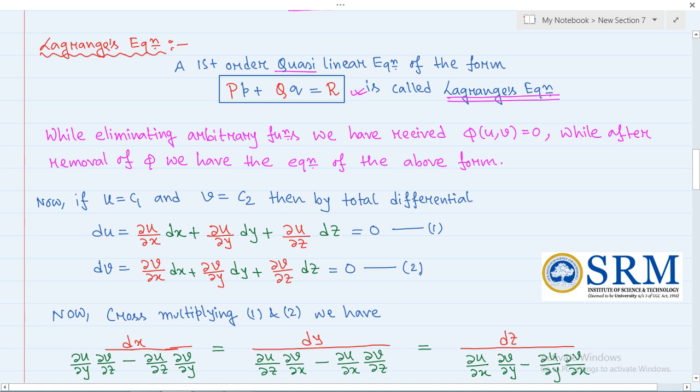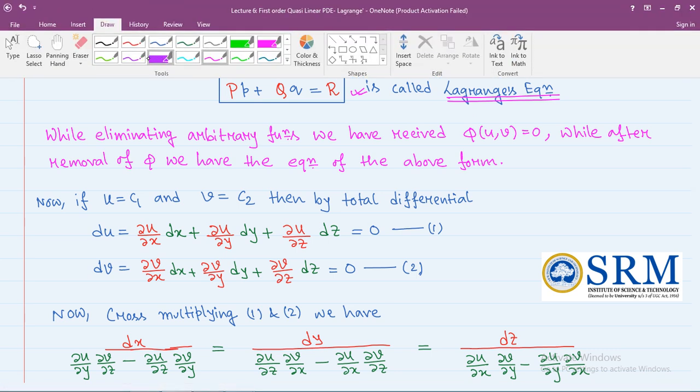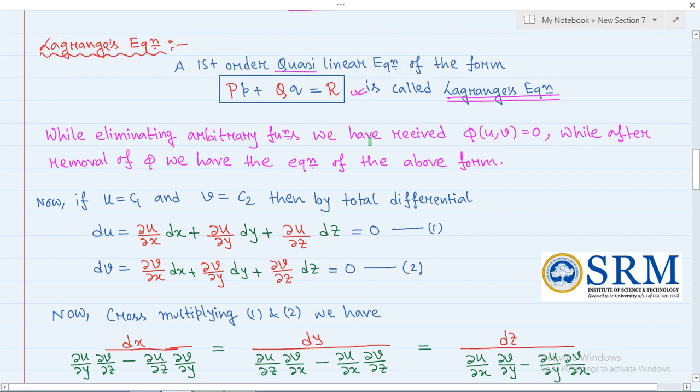If you have checked my video lectures on removing arbitrary constants and removing arbitrary functions to create the partial differential equation, then you will remember that while eliminating the arbitrary functions, we received this type of equation, phi of u comma v equals 0. Our task is to remove this phi function, and ultimately we removed this phi function and finalized the equation.